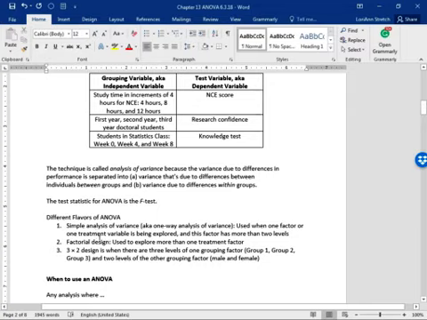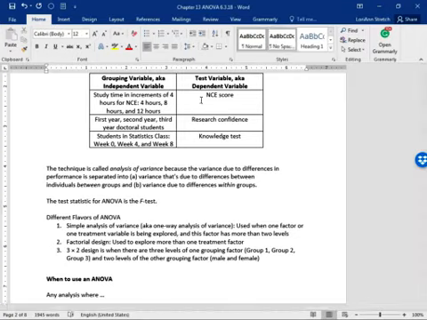Now, there's different types of ANOVAs. You have the simple analysis of variance, or one-way ANOVA, which we're going to be talking about in this video, and that's really used when there's one factor or one treatment variable that's been explored and it has more than two levels, okay, like these up here.